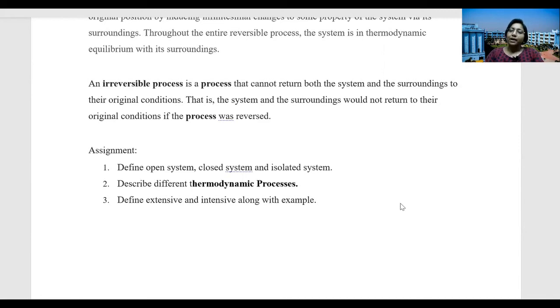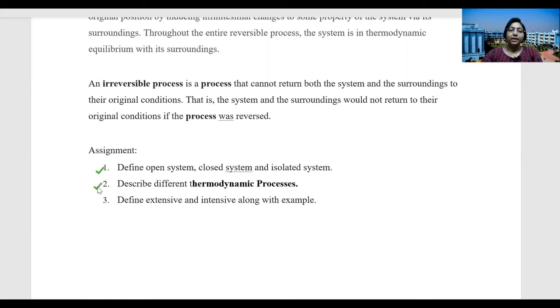And also you have learned the macroscopic properties, that is the intensive properties and extensive properties. So I hope that you can answer my questions. I have given the questions. Number 1, define open system, closed system and isolated system. So can you answer? What is your opinion? Have you learned properly or not? Yes, yes. I hope that you are saying yes. So you can define open system, closed system and isolated system.